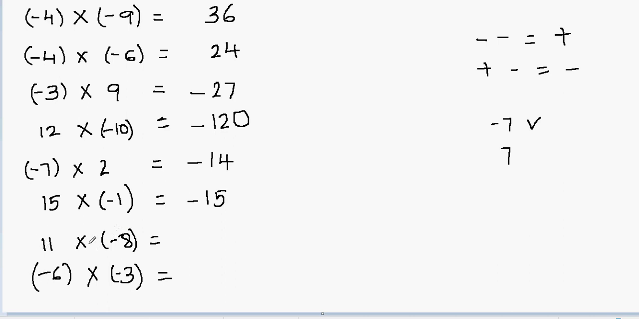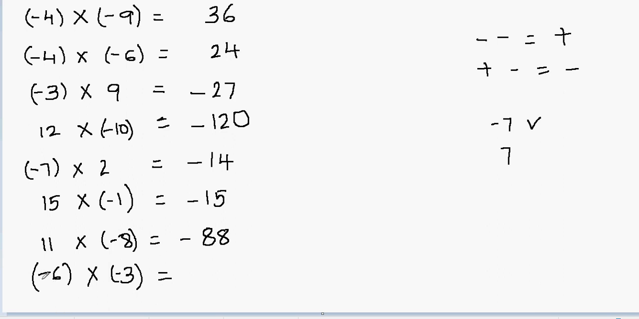Next is 11 times negative 8. You multiply first. 11 times 8 will be 88. And then this is a positive integer, this is a negative integer. So the product of a positive and negative integer will be negative.